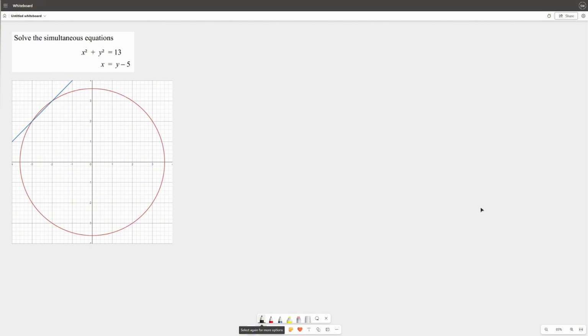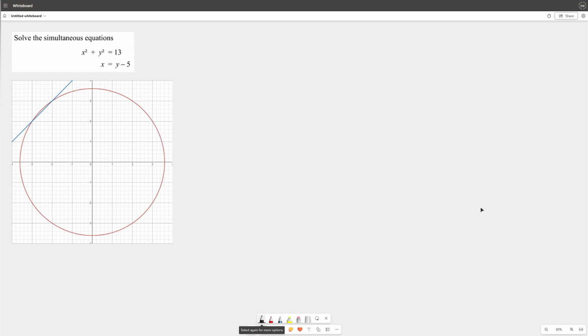So what does the question want? Well, what is a simultaneous equation? You're looking for values of x and y which satisfy both of those expressions at the same time. So if I was looking at just the line x equals y minus 5, that outlines the values of y and x which satisfy that line. So that tells me where I can find points on a plane which lie on that line. And the same goes with the equation for the circle.